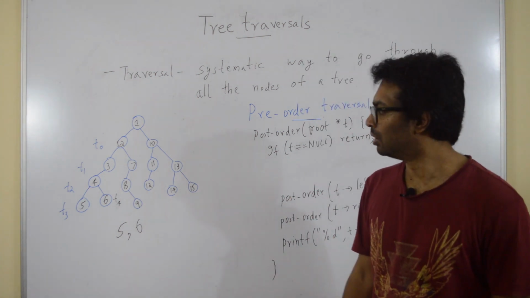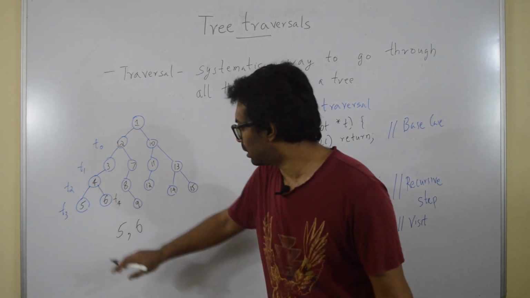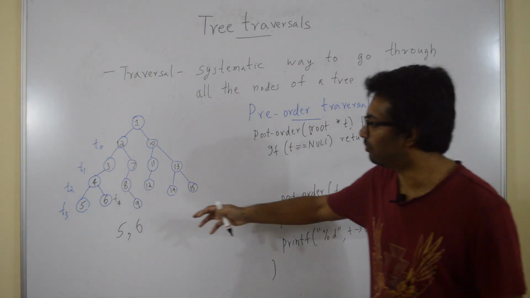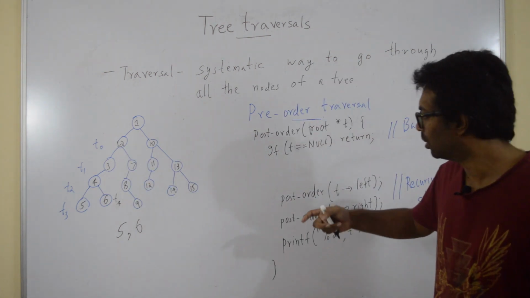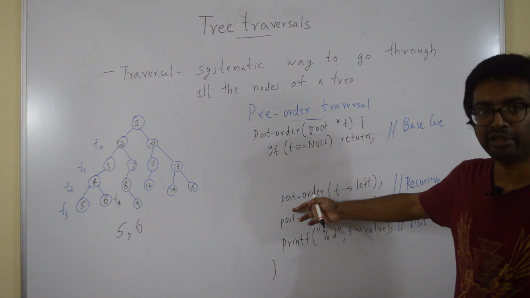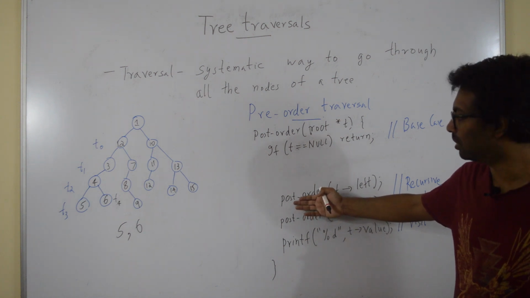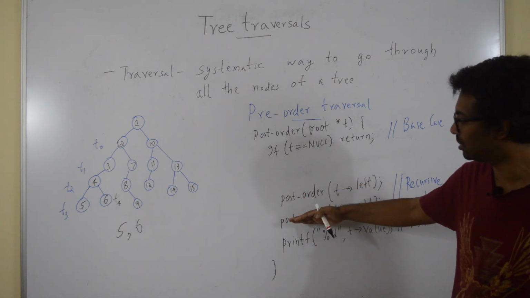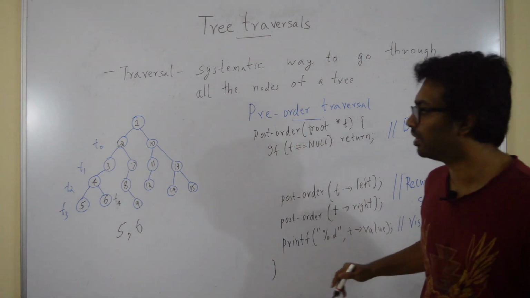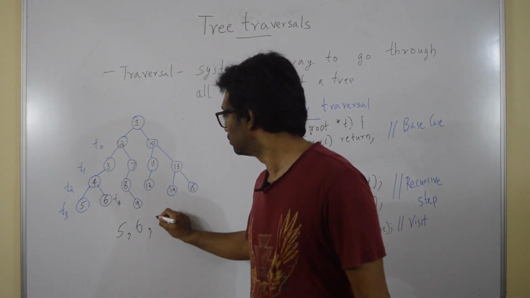Next thing, once these two are done, so post order of, so if I have finished T3 and if I finish T4, where am I now? So I am in T2. I have finished T2 of left, I have finished T2 of right, and I am here. I have to print T2 value, 4.